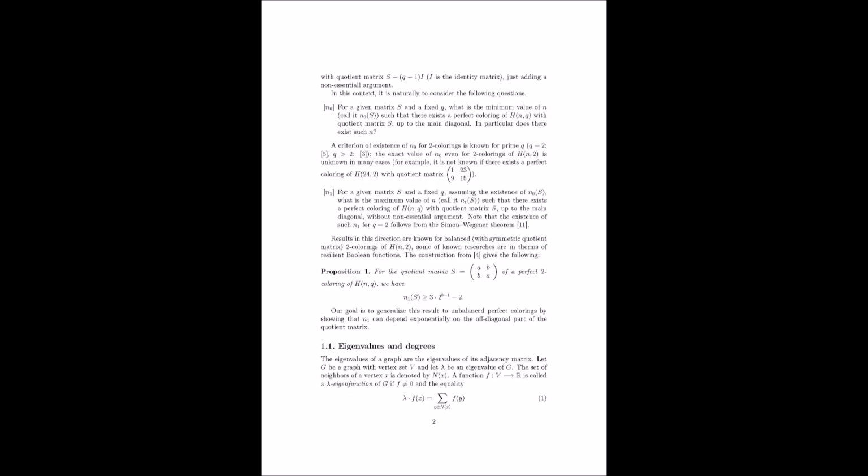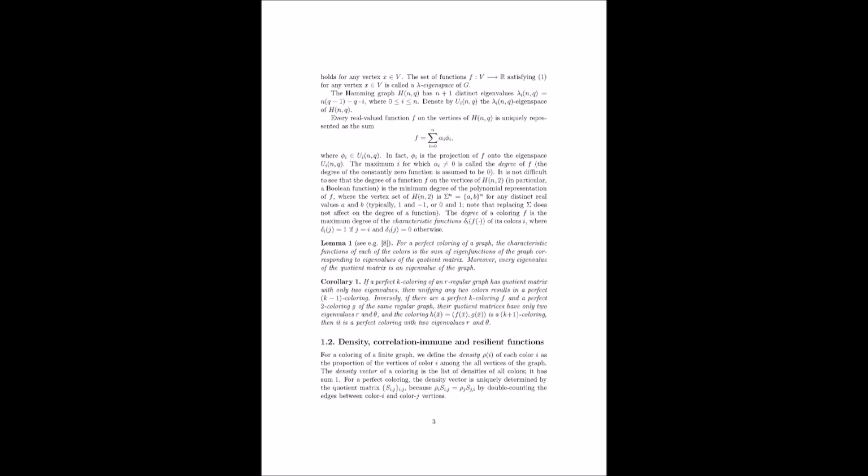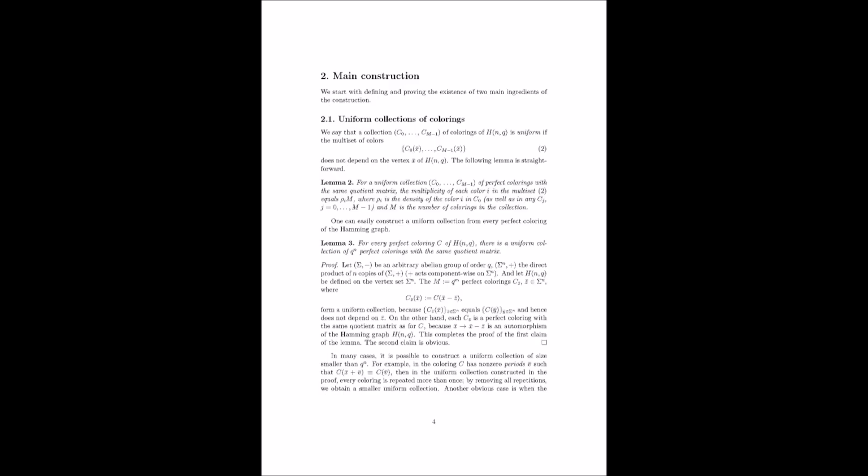What are those exactly? Oh, yeah. Uniform collections. They're key to the whole construction. Think of it as a set of perfect colorings, all based on the same quotient matrix. And the special thing about them is, no matter what vertex you pick in the graph, the combination of colors you see around it is always the same, no matter which coloring from the collection you're looking at. So it's like having multiple versions of our perfectly colored neighborhood, all with the same rules, but maybe different arrangements of the houses. A perfect analogy.